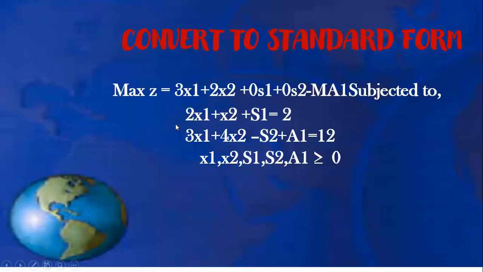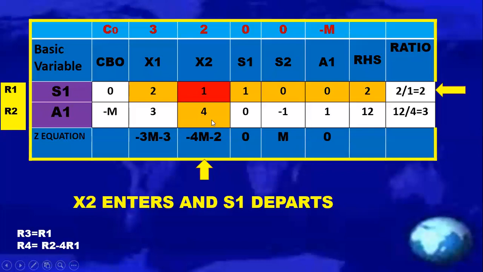Next equation: 3, 4, and there is no s1 term, so it is 0. Then minus 1 and 1. So it is 3, 4, 0, minus 1, 1, and the constant is 12.